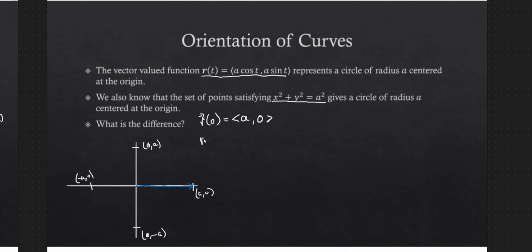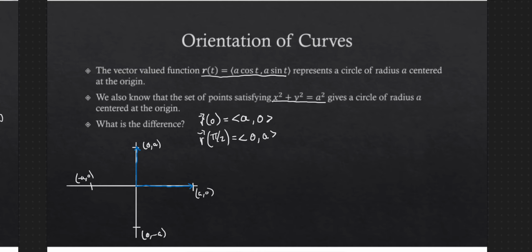Of course, if I plug in something like r of pi over 2, what do I get here? Now, cosine of pi over 2 is 0, and sine of pi over 2 is 1, so I just get a out, and that gives me the vector here. So that was a big time jump.